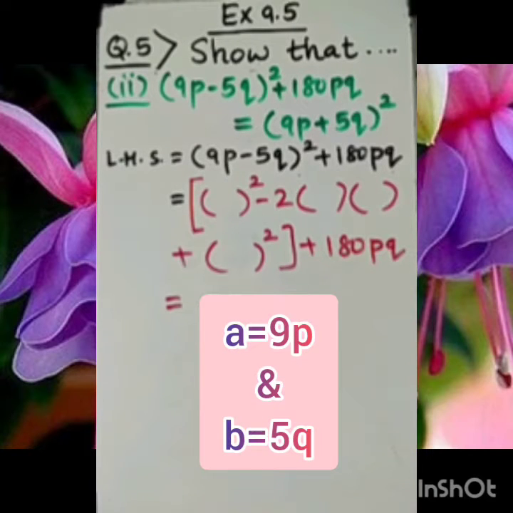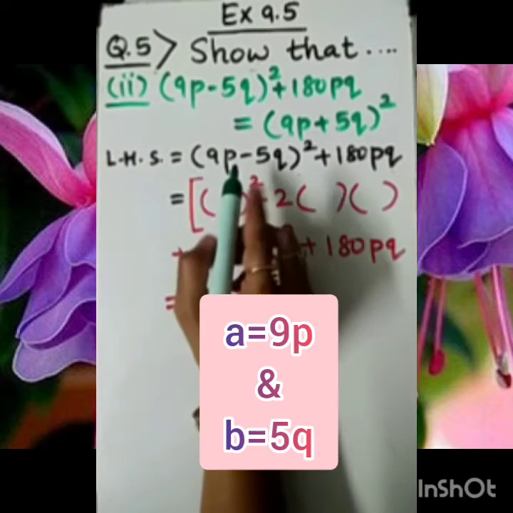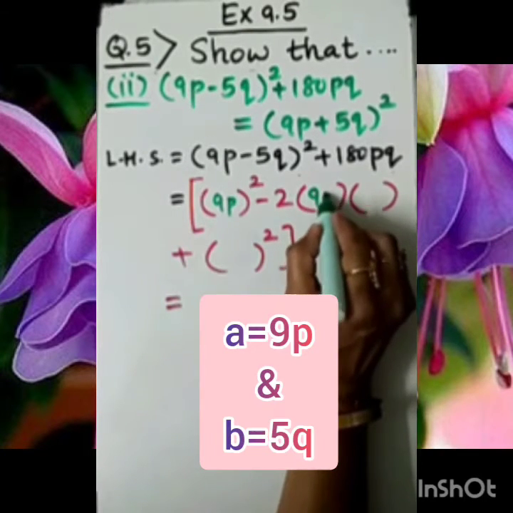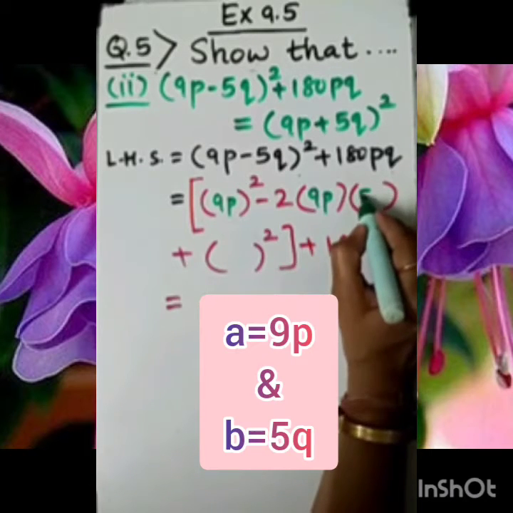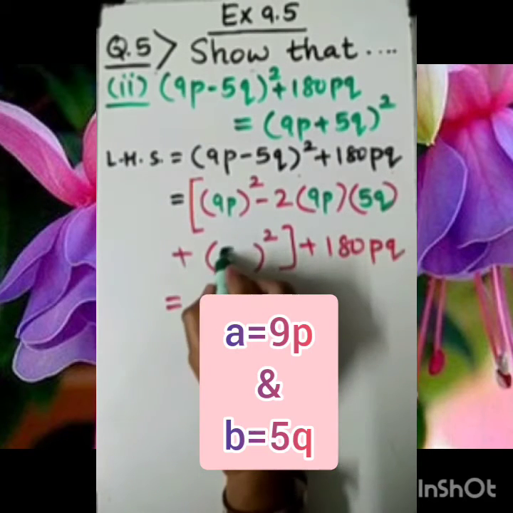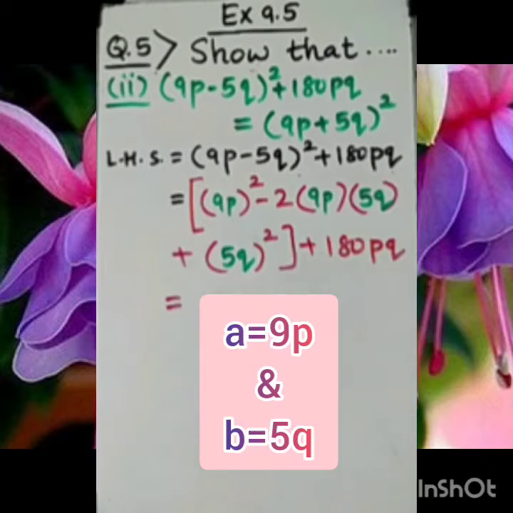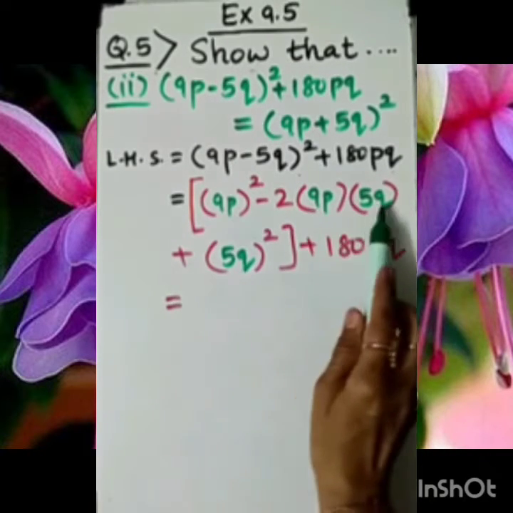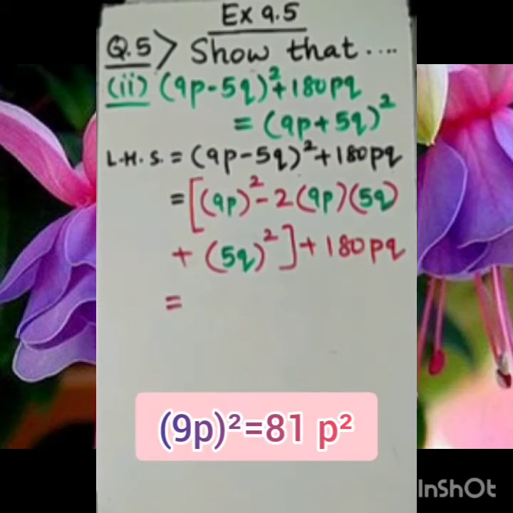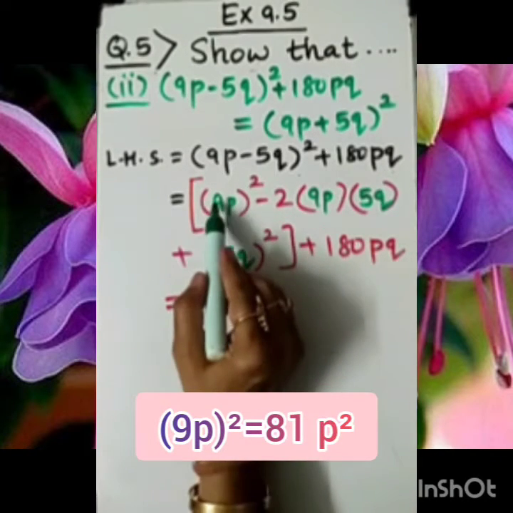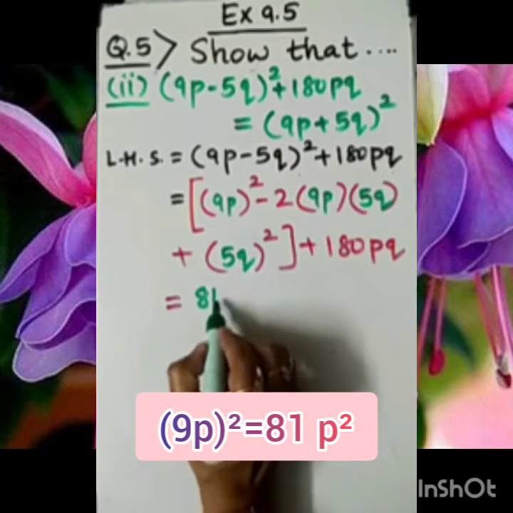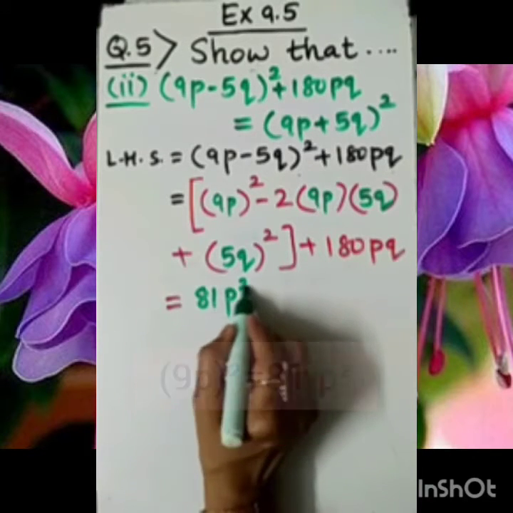So what we have to do? Let's write a. What is a here? That is 9p. What is b? 5q. So you can see here I have applied the value of a, and here it is b. Now let's sort this out. What is the square of 9? Of course it is 9 nines are 81, along with p square.